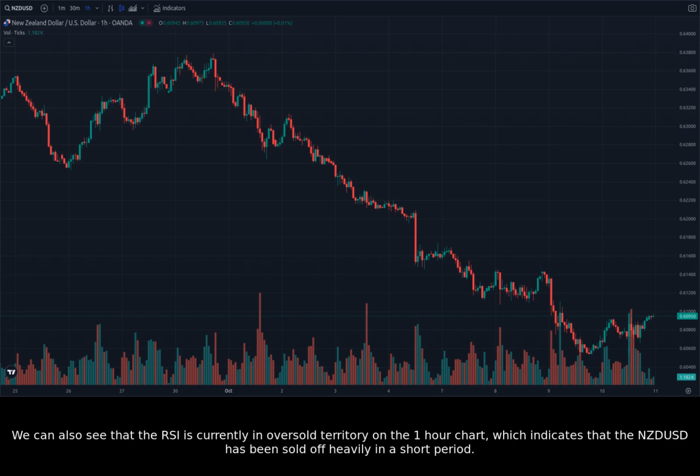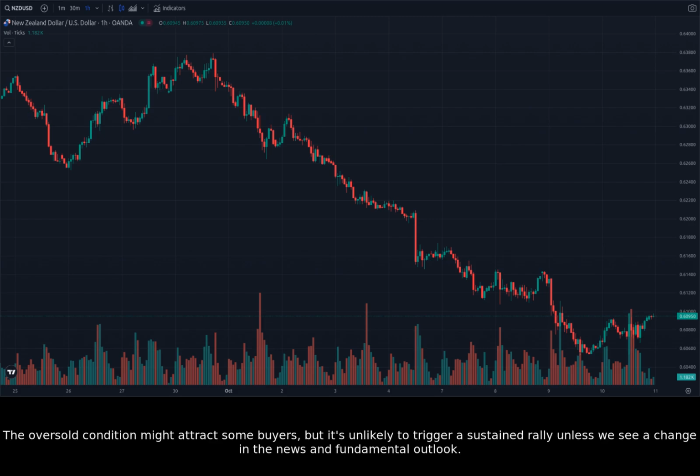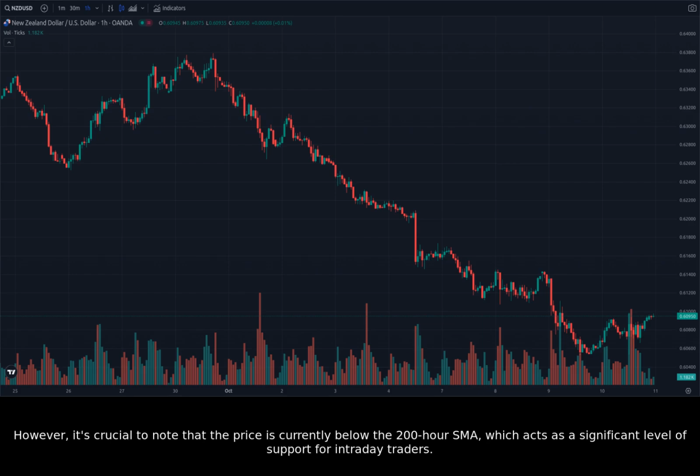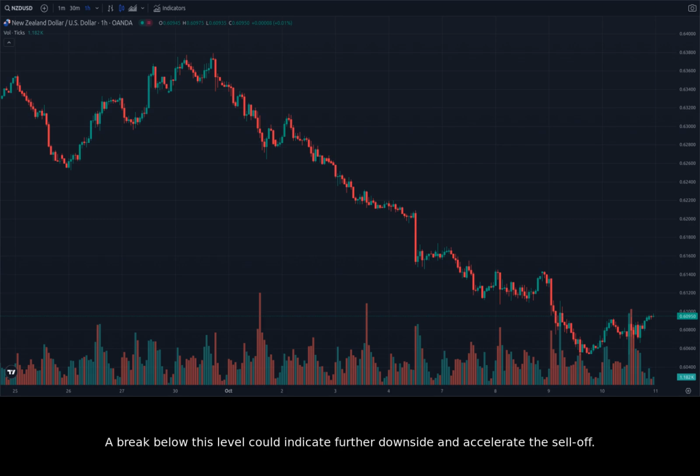We can also see that the RSI is currently in oversold territory on the 1-hour chart, which indicates that the NZDUSD has been sold off heavily in a short period. The oversold condition might attract some buyers, but it's unlikely to trigger a sustained rally unless we see a change in the news and fundamental outlook. However, it's crucial to note that the price is currently below the 200-hour SMA, which acts as a significant level of support for intraday traders. A break below this level could indicate further downside and accelerate the sell-off.